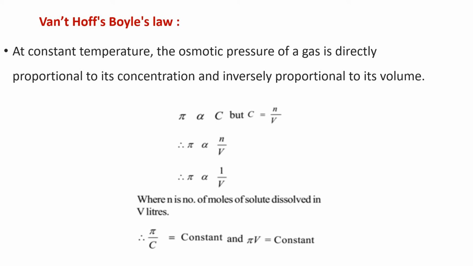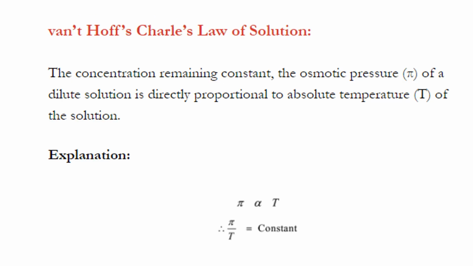Thus, Van't Hoff-Boyle's law may be written as pi by C is equal to constant, or pi V is equal to constant. Next, Van't Hoff-Charles law. It states that, the concentration remaining constant, the osmotic pressure of a dilute solution is directly proportional to the absolute temperature of the solution. That is, pi is directly proportional to T, or pi by T is equal to constant.